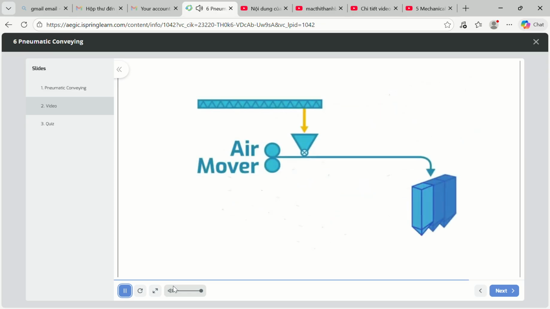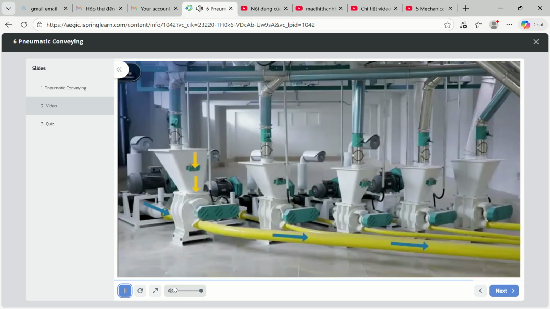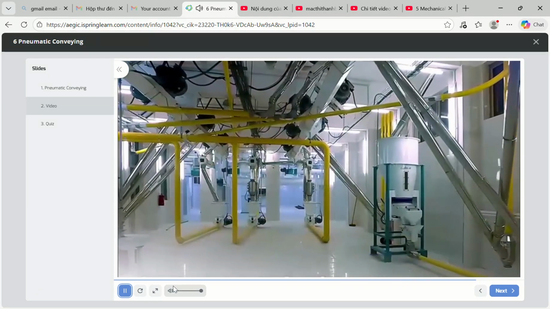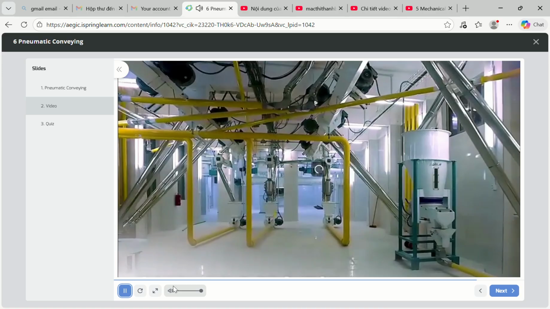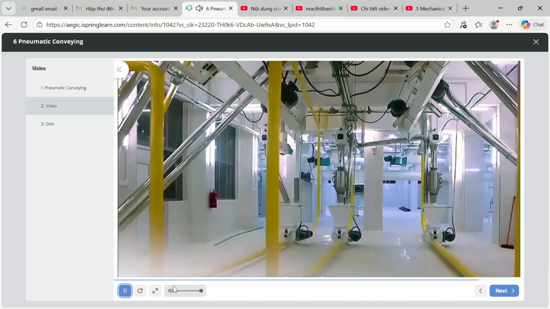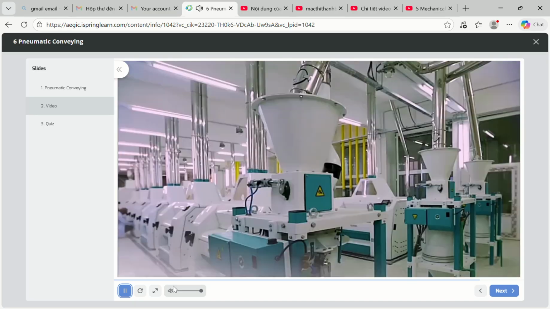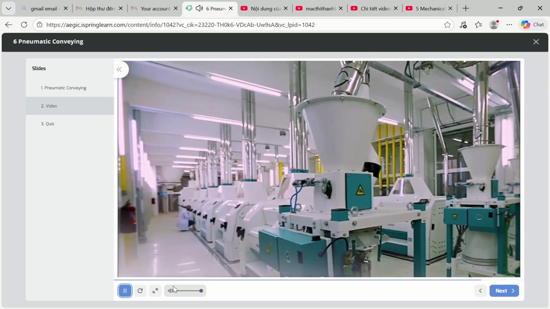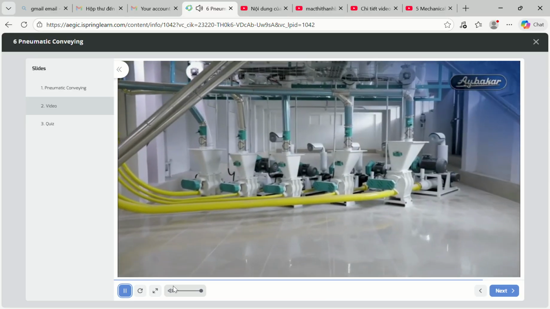In positive pressure systems, the air mover is at the beginning of the system, and the air pressures generated by the air movers, called blowers, are usually much higher than for negative systems. The higher pressures allow higher throughput rates, and stocks can be conveyed much further.